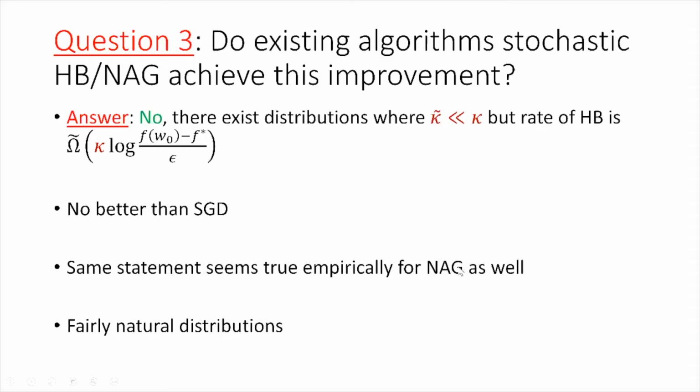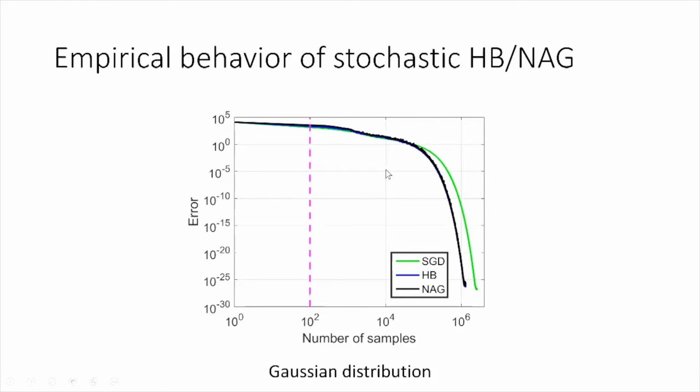However, we have not been able to prove this statement for the accelerated gradient algorithm. I should also mention that the distributions that we construct here are fairly natural, not very badly cooked up distributions. The point is that the stochastic versions of existing algorithms do not really seem to provide an improvement over stochastic gradient descent, even for these reasonably benign distributions. Right. So as we can see from this plot, the empirical behavior of both stochastic heavy ball and Nesterov's accelerated gradient is not much better than that of stochastic gradient descent.